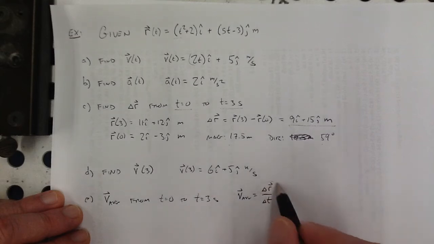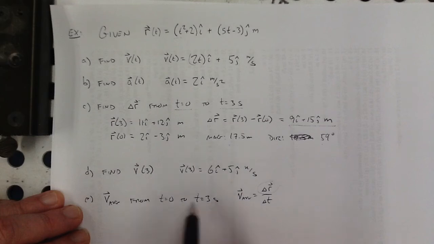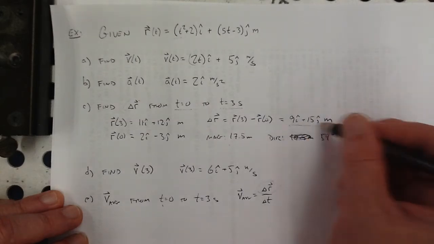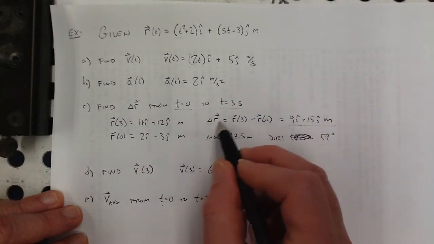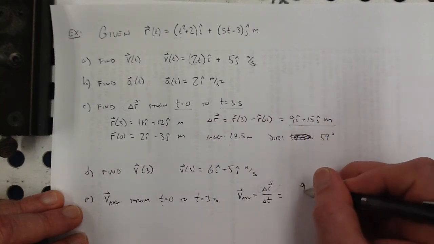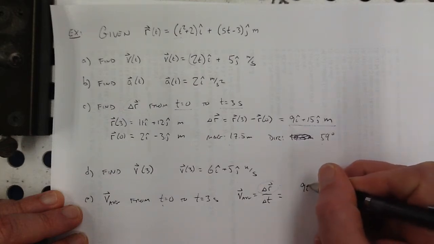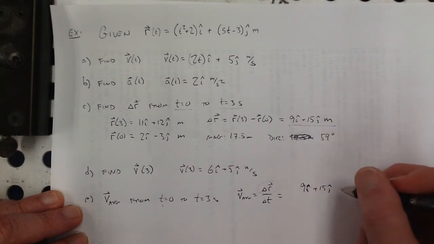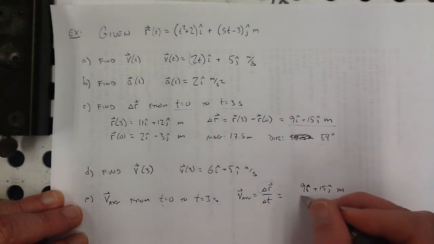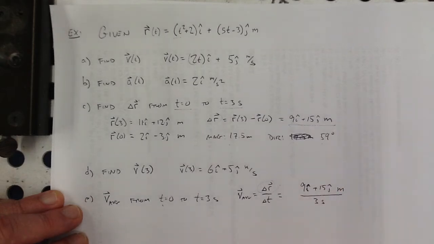Now, I already did this here, right? So I don't have to do that again for these two. If it was 2 different times, well, we could do it again. But I have it here. So what is my delta R? It's this, 9i plus 15j, that's an i there, hat, meters, over, and then delta time is 3 seconds.